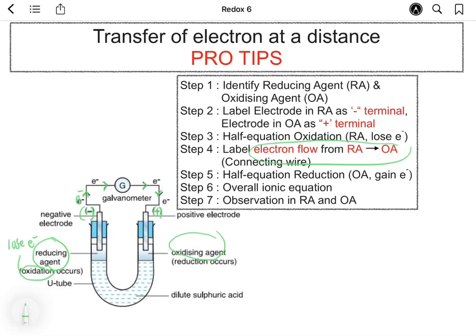By having the half equation of oxidation and half equation of reduction, we can combine those equations to write the overall ionic equation.